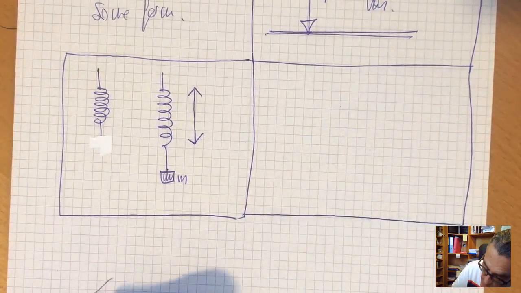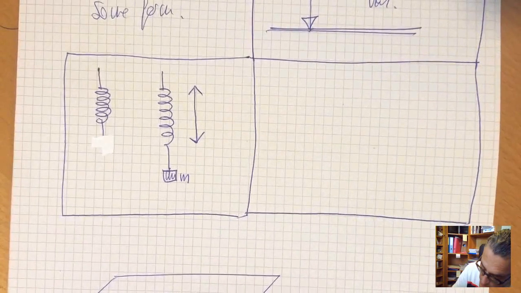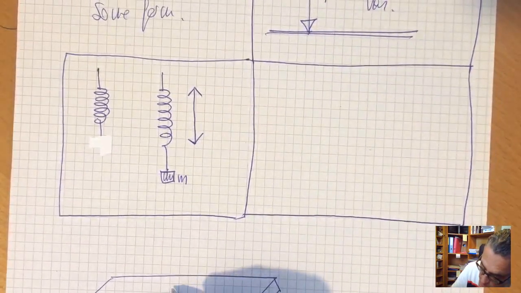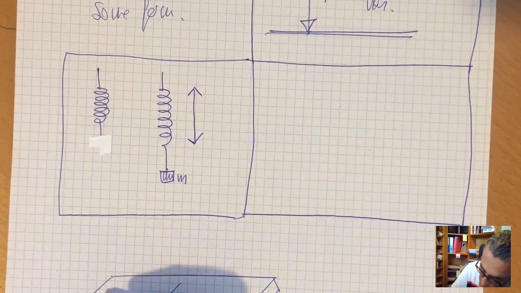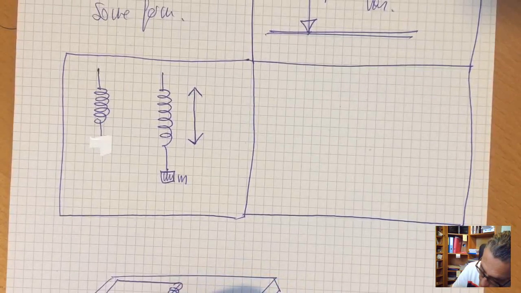Let me give you an example, a domestic example. You take a rat trap. Did you see a rat trap, how it's done? Did you ever see a rat trap?